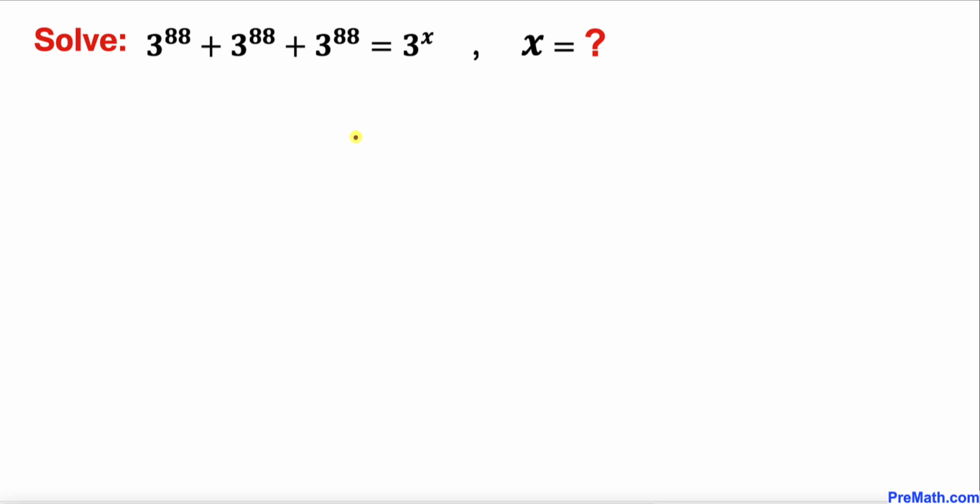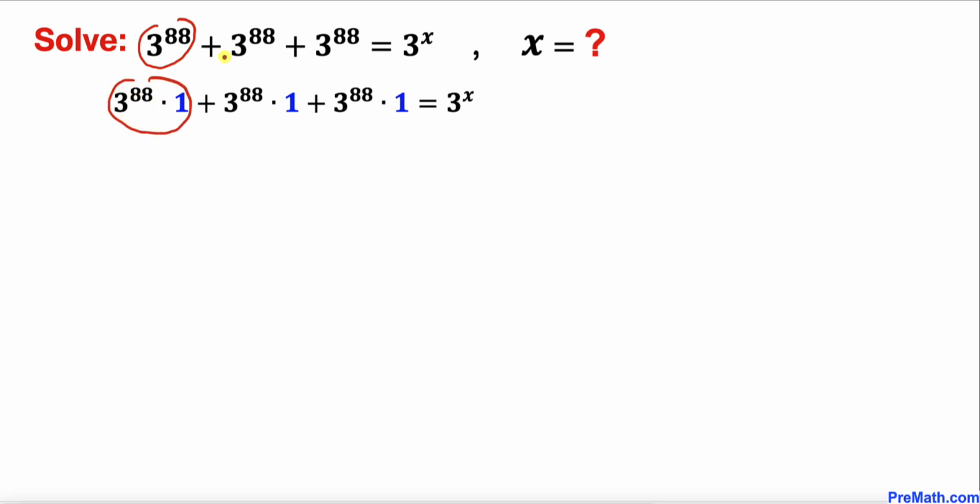So let's go ahead and get started with the solution. And here's the very first thing. We can write 3^88 as 3^88 times 1, and likewise for all these three terms. And now we can see that 3^88 is common among all these three terms. So therefore I can factor out 3^88 times (1 + 1 + 1) inside the parentheses, equal to 3^x on the right hand side.